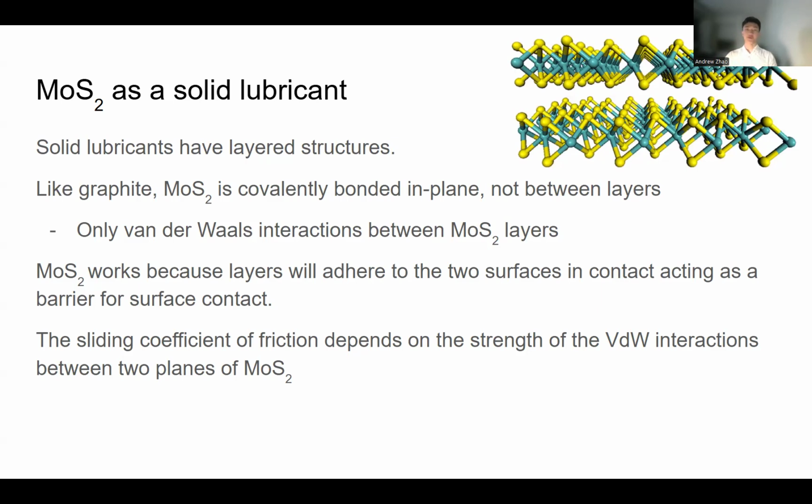So molybdenum disulfide works because the layers of the MoS2 will adhere to the two surfaces in contact, and instead of the asperities between the surfaces being the contact point, the surfaces of molybdenum disulfide can actually slide past each other. So the sliding coefficient of friction depends on the strength of the van der Waals interactions between two sliding planes of molybdenum disulfide.